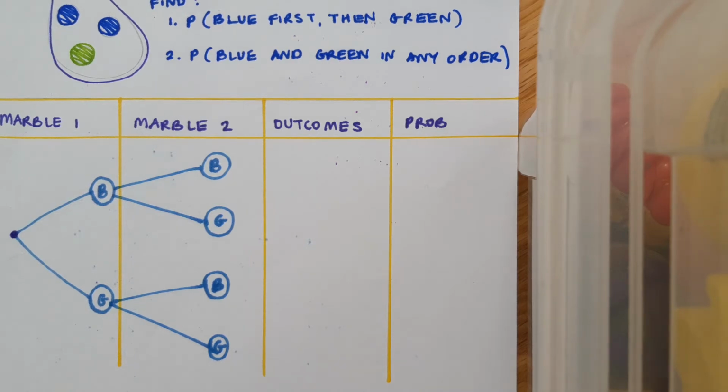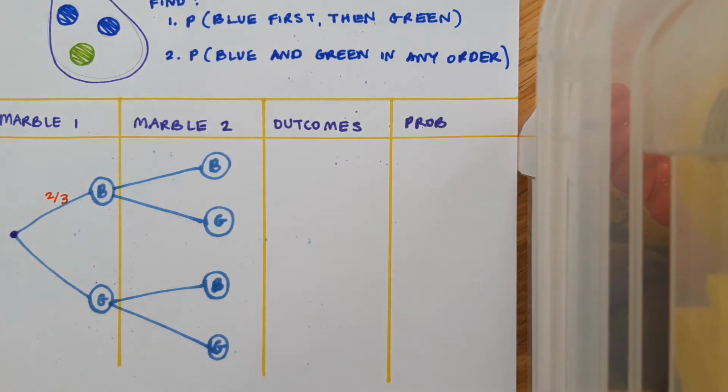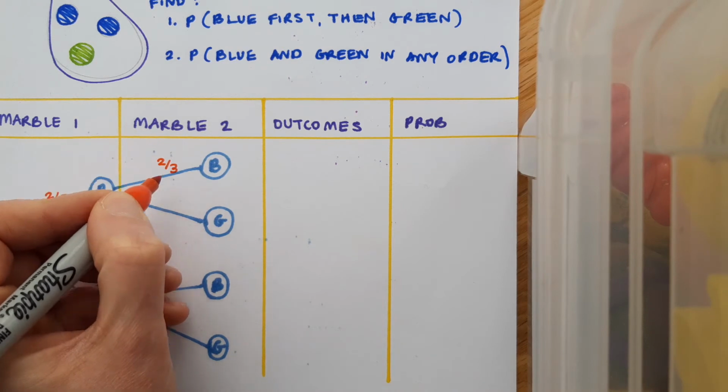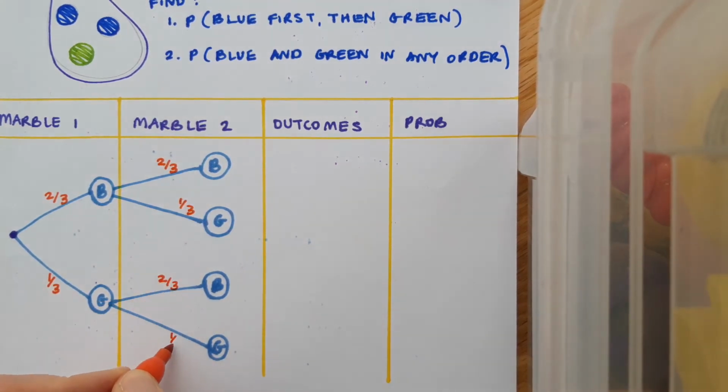I also want to record the probabilities of each of these events. So going back to my first scenario, marble 1, I've got my bag up here, two blues and one green. So I'm going to write in along the line that I drew, the probability of blue. So the probability of blue was 2 out of 3, and the probability of green was 1 out of 3. Now I put those marbles back in again. So when I go to work out my probabilities for marble 2, they're actually not going to be changed at all. So the probability for blue is still 2/3, for green it's 1/3, for blue it's 2/3, for green it's 1/3.